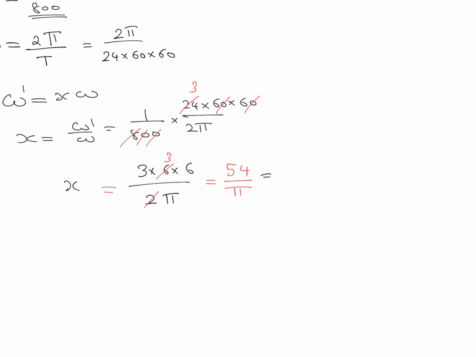So we can find the approximate value here. This is 54 divided by pi, nearer to 3 pi, we can take it as 3.14. We'll get nearer to 17.19, or we can approximately take it as 17.